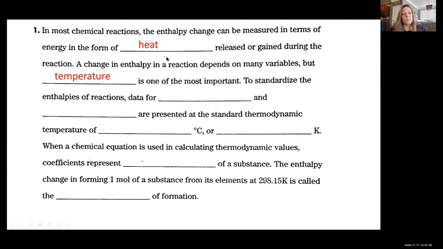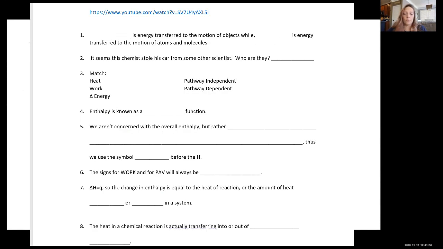To standardize the enthalpies of reactions, data for reactants and products are presented at the standard thermodynamic temperature of 25 Celsius or 298.15 Kelvin. When a chemical equation is used in calculating thermodynamic values, coefficients represent moles of a substance. The enthalpy change in forming 1 mole of a substance from its elements at 298.15 Kelvin is called the standard enthalpy of formation.